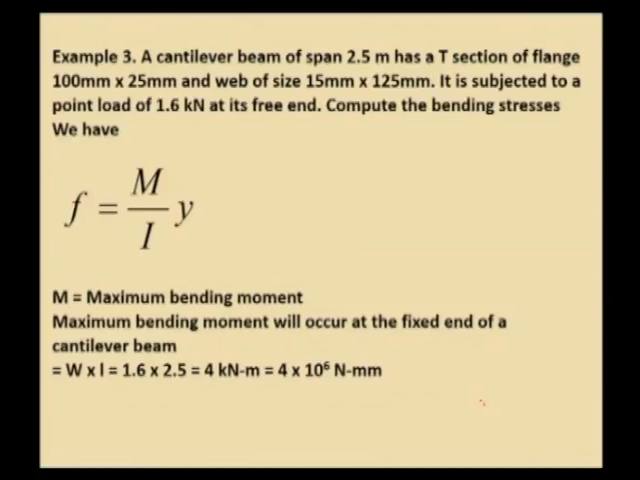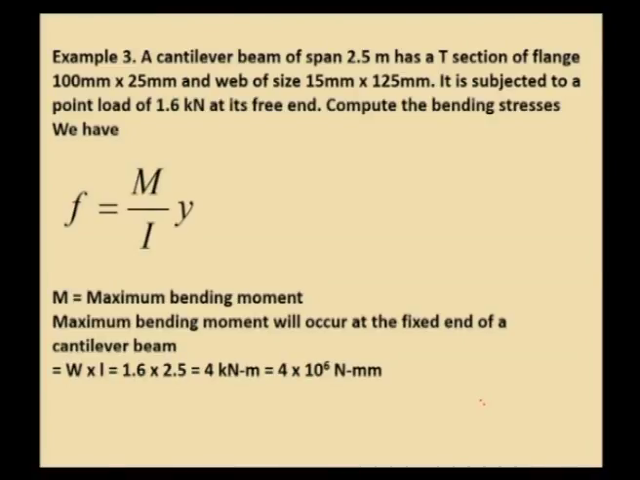Next example is, we have been given a cantilever beam of span 2.5 meters and it has a T section of flange 100 mm by 25 mm and web of size 15 mm by 125 mm. It is subjected to a point load of 1.6 kN at its free end. We need to compute the bending stresses.